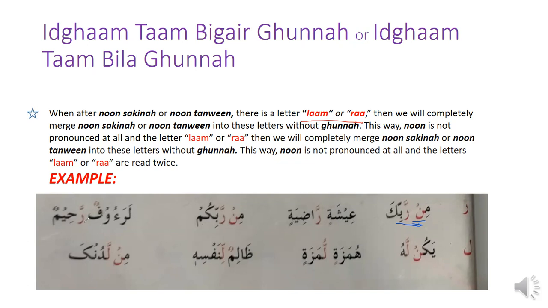La'ufur rahim. The examples of lam are yakullahu, humazatil lumazah, zalimul linafsihi, milladunka. So these were the examples of idgham tam bila gunna.